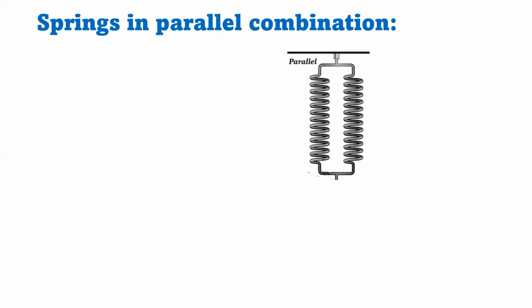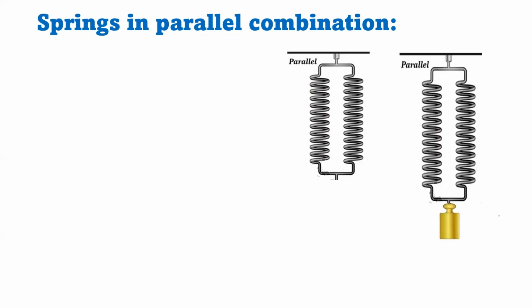Now we are going to discuss spring systems. That is, two springs connected in parallel as well as two springs connected in series. Let us consider two springs which are connected in parallel. Now there is no load acting on it. Now we are applying some load on it.